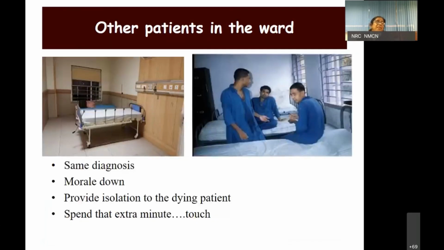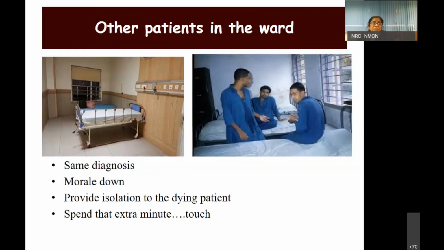Be very sensitive to other patients in the ward. When one patient dies, you should look at the morale. I have often seen that when one cancer patient dies, the other people are huddled up in the corner of their bed that day in the morning rounds. It is a very sad thing, because today he has gone, tomorrow it might be my turn. It's a good idea that if you have your isolation vacant, or you can make it vacant, then you accord that dignity to the dying patient. You take care of the morale of the other ward inmates, and that will be good.